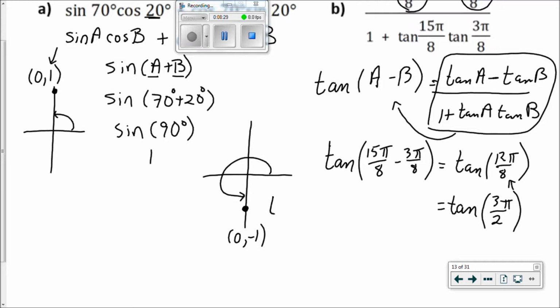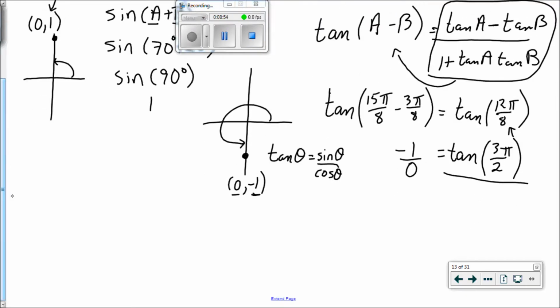And what we want to remember as well, that's also on our formula sheet, is that the tan of an angle is the sine of that angle divided by the cosine of the angle. And we've seen that lots, so hopefully that's something that you remember. So the tan of 3 pi over 2 is going to be its sine, which is the y value, divided by the cosine. So in this case, I'm going to get -1 divided by 0, which is undefined. So in this case, we have an undefined, we don't have an answer really for this one.